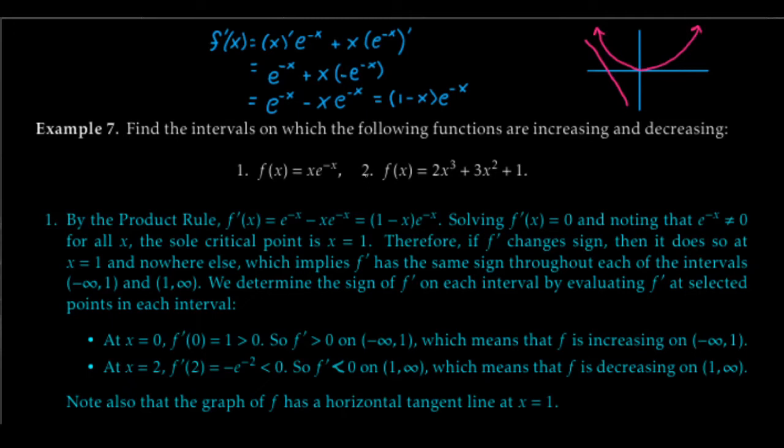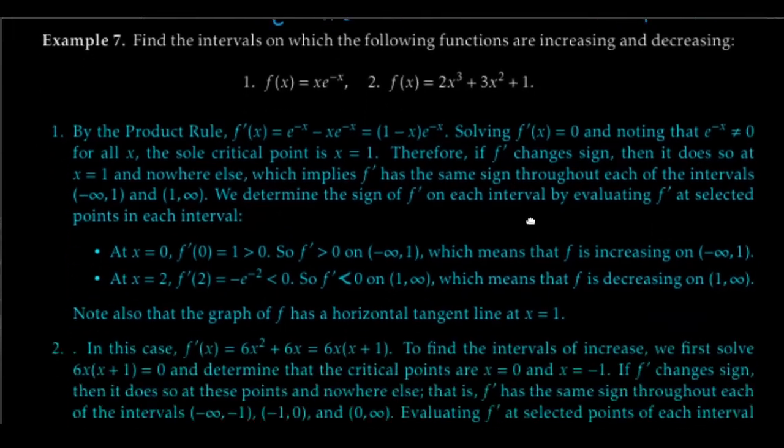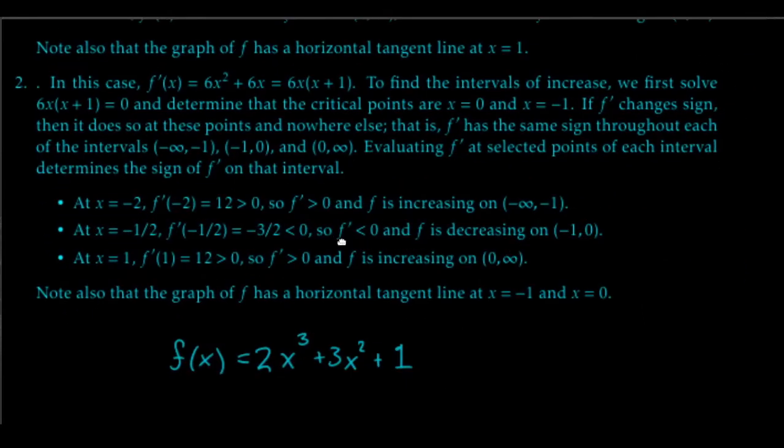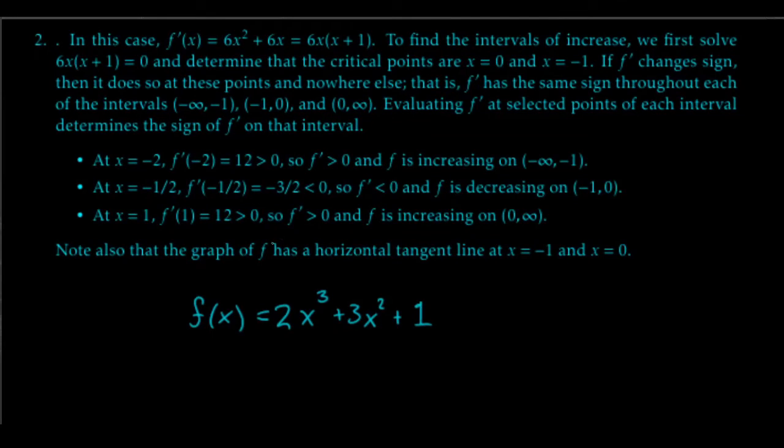Let's try out number 2. In number 2, we're going to look at the function f of x equals 2x to the third plus 3x squared plus 1. Scroll down a little bit. There we go. Now we've got it right here to look at. So f prime of x is 6x squared plus 6x, just a little bit of classic old power rule. And doing a little bit of factoring, since both of these terms have a 6x in them, I can factor that as 6x times x plus 1.